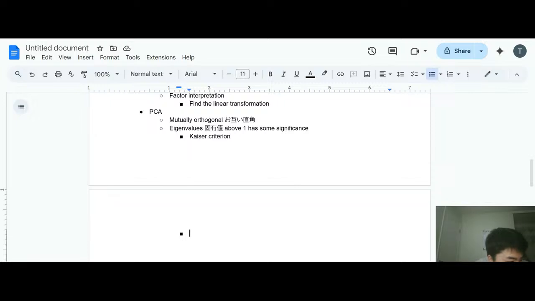Unlike other factor analysis methods, PCA does not require that the number of objects be much higher than the number of variables.